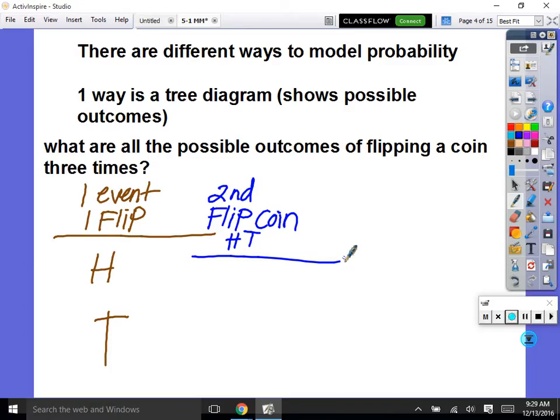We're flipping our coin again. What are our possible outcomes? Heads or tails? So after we get a heads on our second flip, we could get a heads or a tails. Does everybody understand that piece?